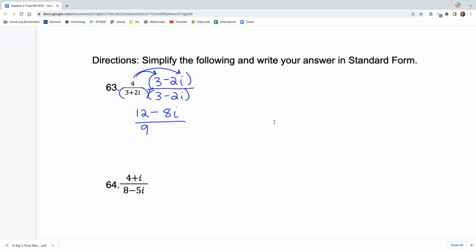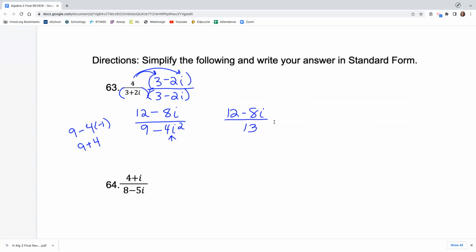3 times 3 is 9. Minus 2 times 2 is 4. i times i is i squared. And then simplify. I know that i squared really equals -1. So this is really like 9 minus 4 times -1. Which will end up being 9 plus 4, which is 13. So we get 12 minus 8i at the top, and then we get the 13 on the bottom.